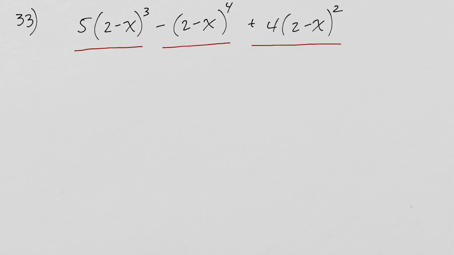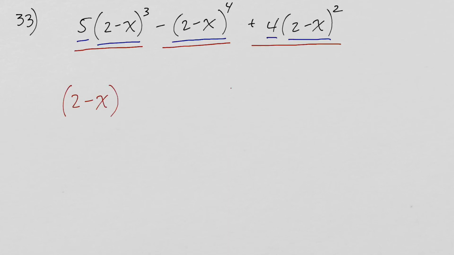In each of these terms, I have a couple of, well, most of them have a couple of factors. That 5 is a factor. That's a factor. This is all a factor. This 4 is a factor, and that's a factor. So my common factor within each of these things is 2 minus x.